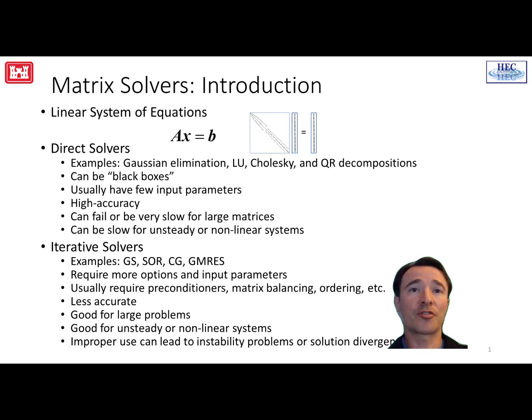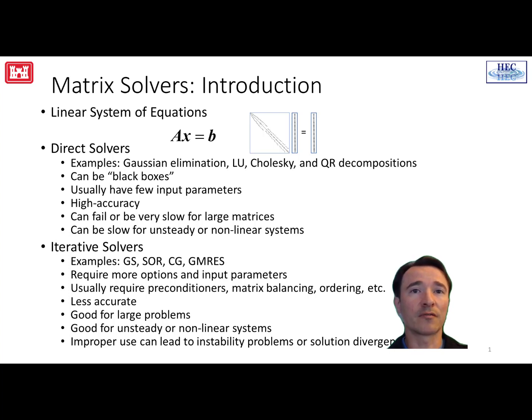In general, there are two types of matrix solvers, direct and iterative. Examples of direct solvers are Gauss-Jordan elimination, LU, Cholesky, and QR decompositions. Direct solvers can sometimes be black boxes in that they usually don't require many options and parameters, and so users don't think too much about them. Direct solvers are really accurate but can sometimes fail or be very slow for large, unsteady, or nonlinear problems.